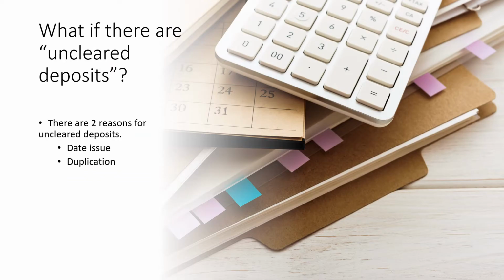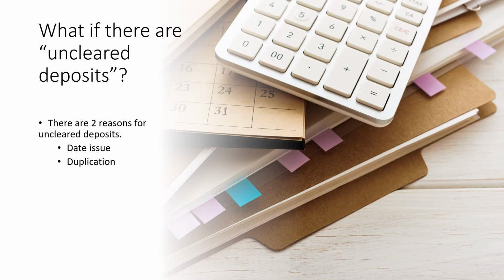What if there are uncleared deposits? There are two reasons to have uncleared deposits. One, the deposit was posted in the current month but deposited in the following month. This happens a lot on the last day of the month. You might post the payments as of 1/31 but not actually make the deposit until the following day. The other reason is that the deposit is a duplication.